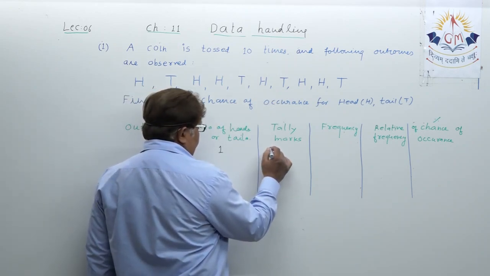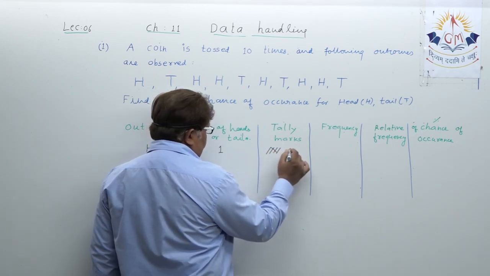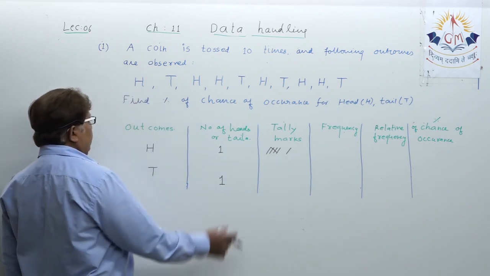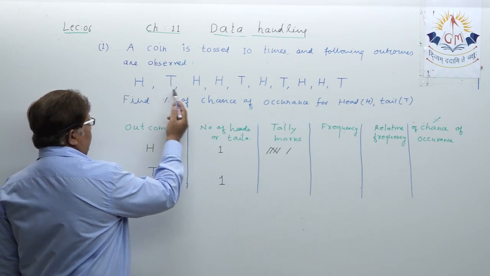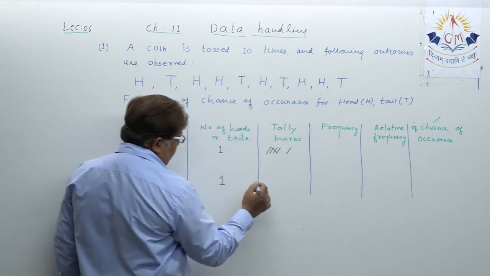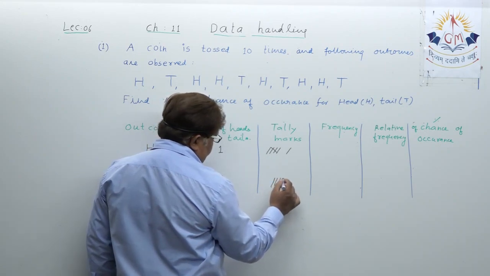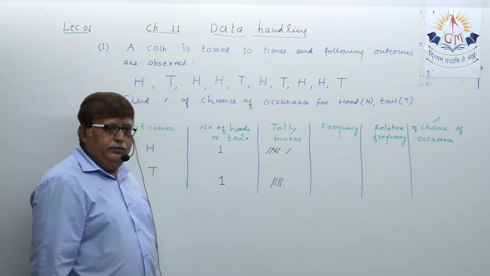How to place 6 tally marks? You all know. A group of 5 and 1 extra. Then the tally marks for tails: 1, 2, 3 and 4. So you will show a group of 4 tally marks here. You understood this?